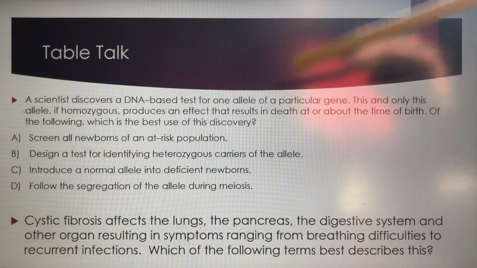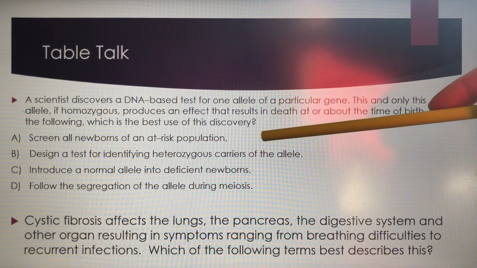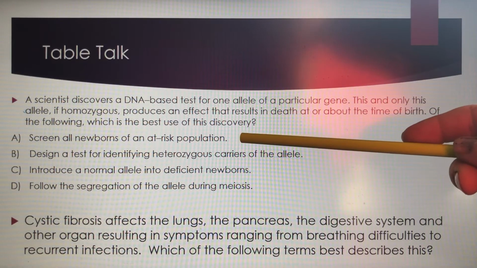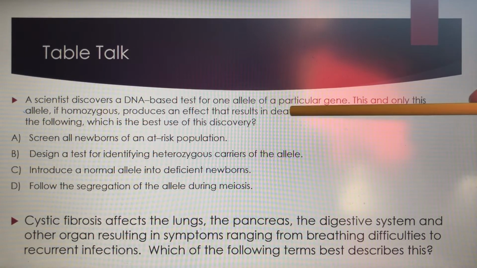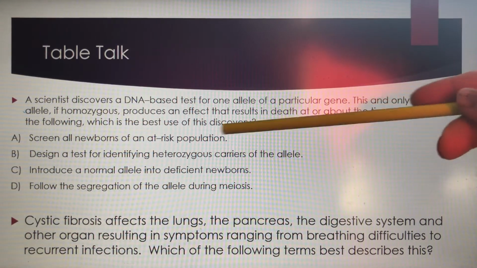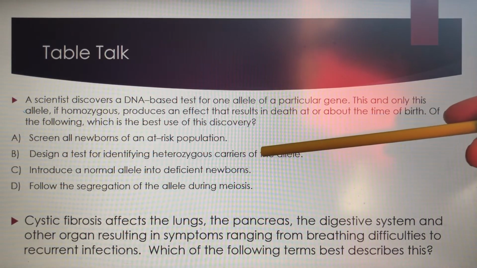I'm going to go ahead and give you the answer now. So screen all newborns of an at-risk population. Well, it's too late then, okay? Because the newborns, it usually results in death at or around the time of birth. So that's too late. Design a test for identifying heterozygote carriers.